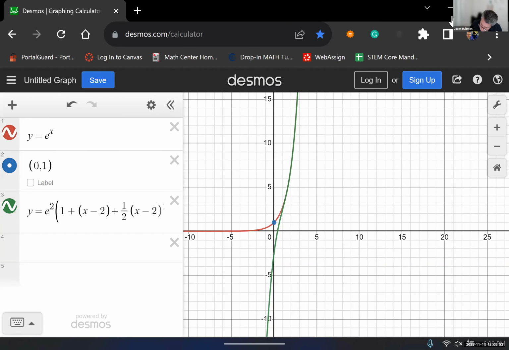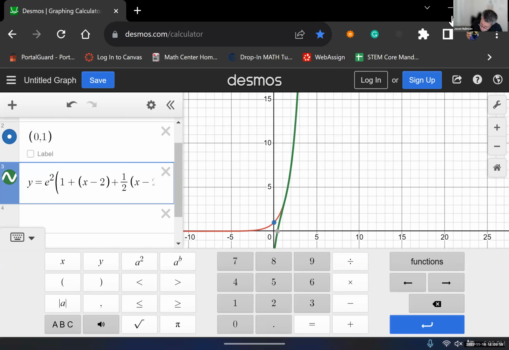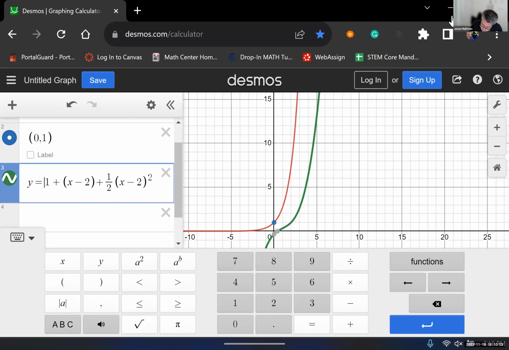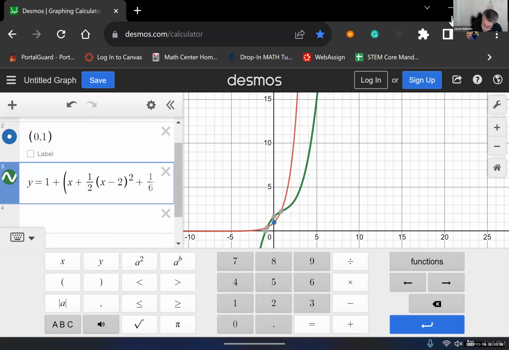Okay, where's that going to be? That's going to be down there. And then the e squared goes away because that's just e to the 0. And then this is 1 plus, the 2 goes away, so that's just x.